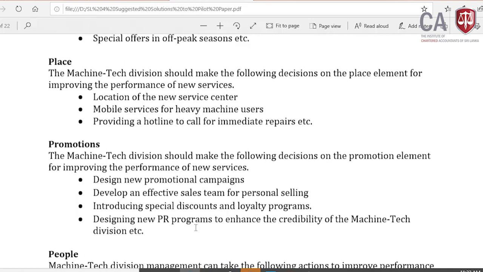Then the promotion variable. The machine tech division should make the following decisions on the promotion element for improving the performance of new services: design a new promotional campaign. You can come up with a new promotional campaign. Then develop an effective sales team for personal selling, especially for large clients. Introduce a special discount loyalty program, and design a new PR program, that is a public relations program, to enhance the credibility of the machine tech division.